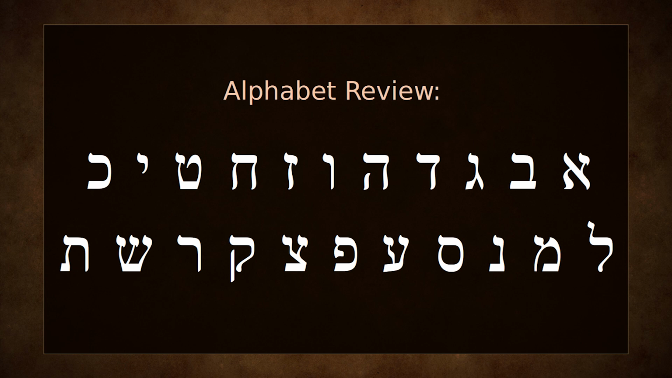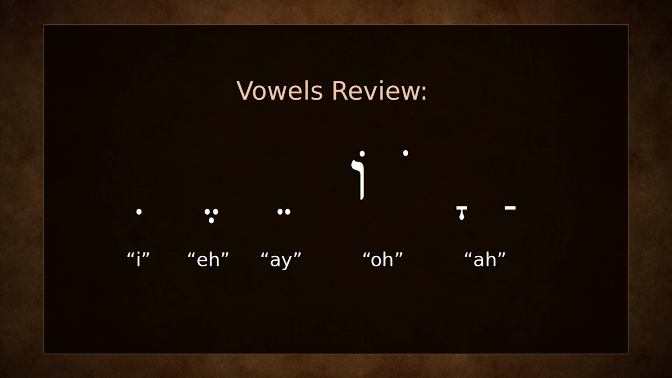We've learned all of the letters now, so let's recite them together. Aleph, Bet, Gimel, Dalet, He, Vav, Zayin, Chet, Tet, Yod, Kaf, Lamed, Mem, Nun, Samech, Ayin, Pe, Tzadi, Kuf, Resh, Shin, and Tav. Now, let's review all the vowels that we've learned.